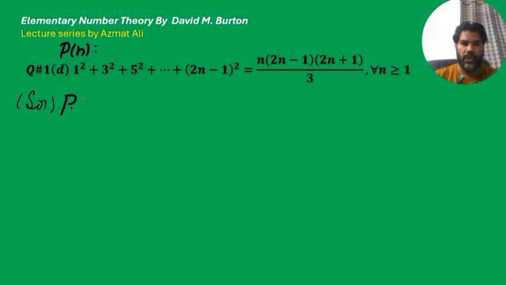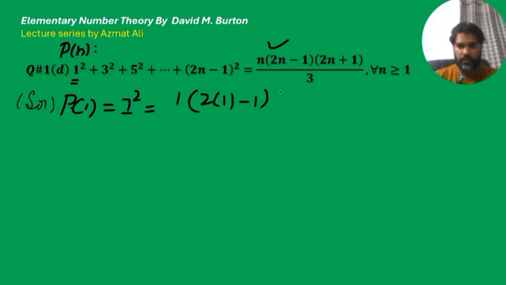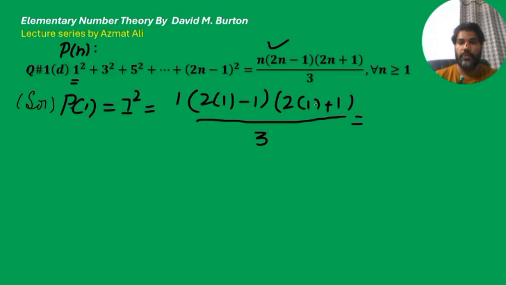We have P(1): the left side is given by 1 square, and for the right side we put n equal to 1 here. We have 1 into (2 into 1 minus 1) into (2 into 1 plus 1) over 3. This is 2 minus 1 is 1, 2 plus 1 is 3, 3 by 3, which is equal to 1. While here 1 square is also 1, so the given statement is true for n equal to 1.